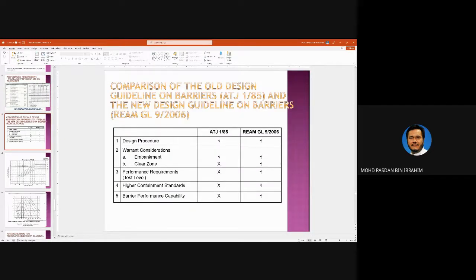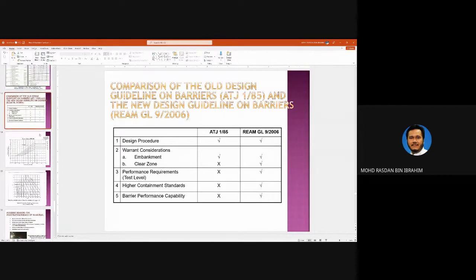Alright. Comparison between old design and guideline of barriers. There is another thing over here. We have two sets of specifications. One is from JKR, ATJ. Another one is REAM, the Road Engineers Association of Malaysia.